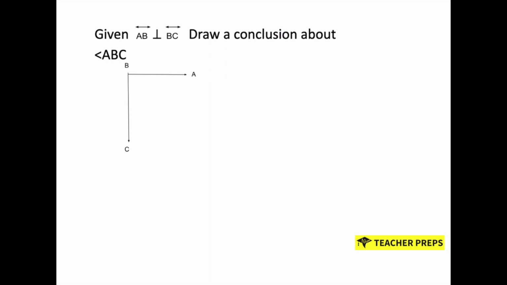Now go ahead and pause the video and try this one on your own. This question says that given line AB is perpendicular to line BC, draw a conclusion about angle ABC. The first thing is that we need to know that this symbol means perpendicular, and that perpendicular lines make 90 degrees. What you can say then is that angle ABC is a right angle.